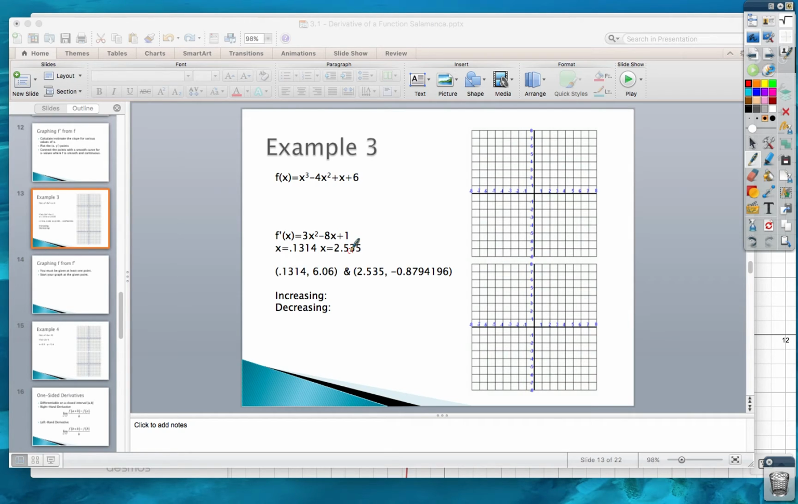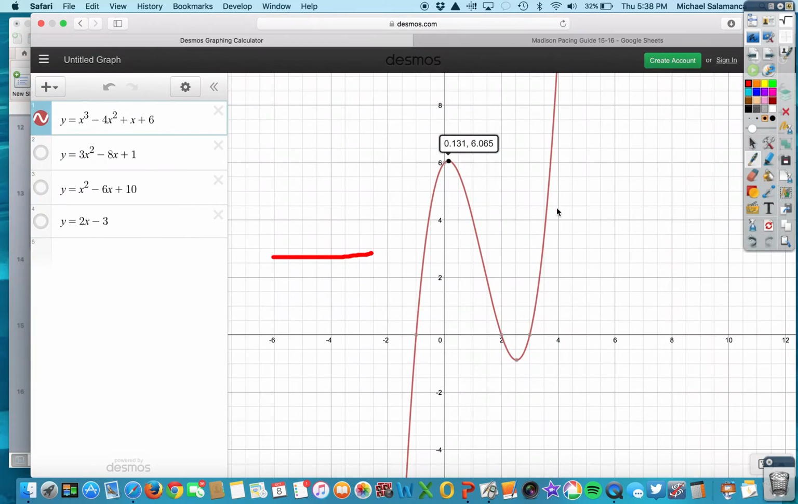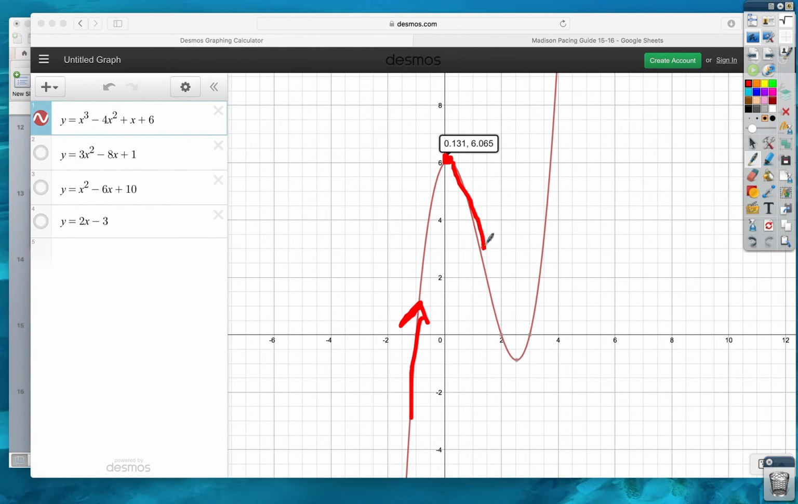So just to reiterate, you take the derivative, you solve it for 0. When you solve it for 0, you get these 2 points. These are our critical points. They tell us when the value starts increasing and decreasing. So at 0.131, this point right here, that means the graph changes. It was originally increasing, as you can see here, but as soon as we got to x equals 0.131, it started decreasing.